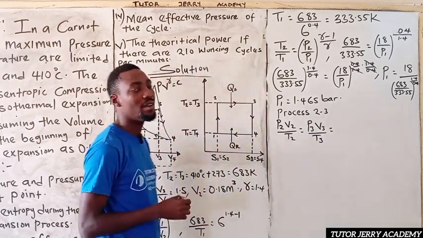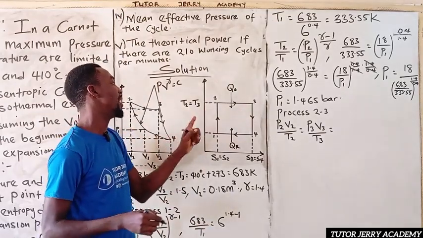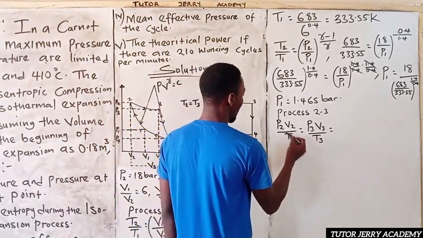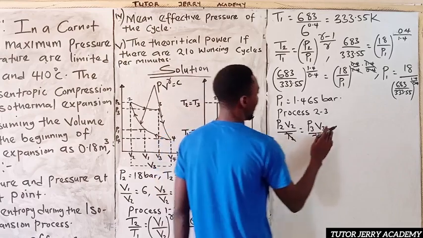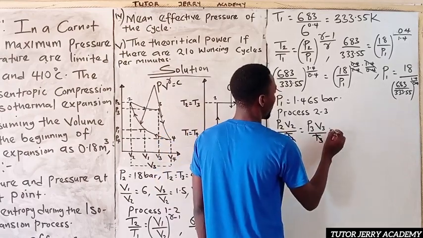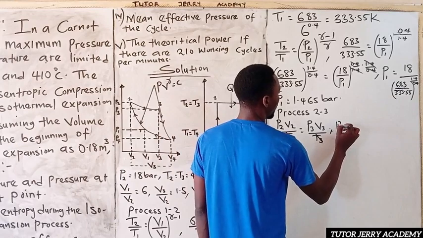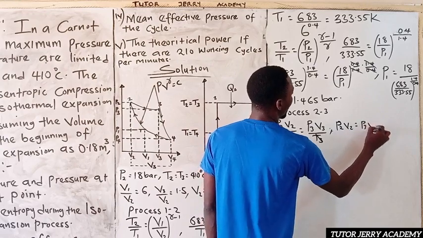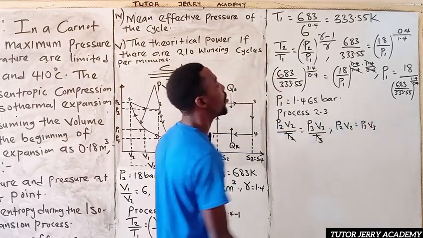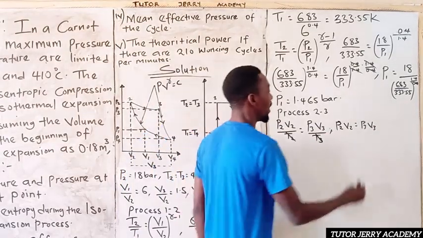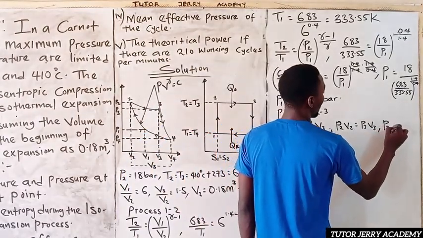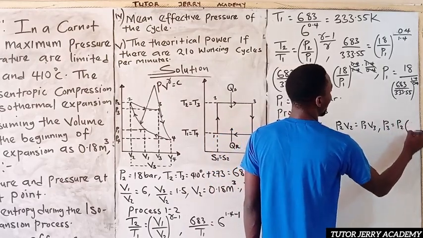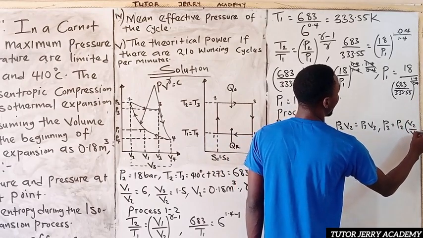Now, you are going to recall carefully that from state 2 to 3, T2 is equal to T3. So, if T2 is equal to T3, definitely T2 will cancel out T3. So, we will therefore have P2 V2 to be equal to P3 V3. All right. So, if we make P3 the subject of formula here, our P3 will be equal to P2 into V2 all over V3.